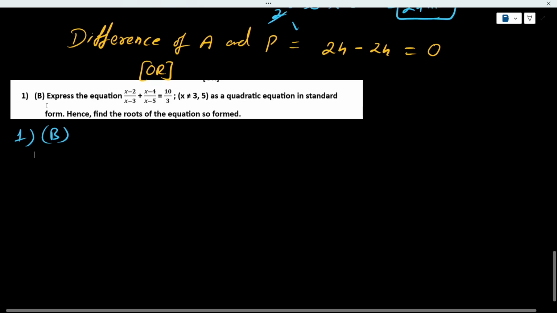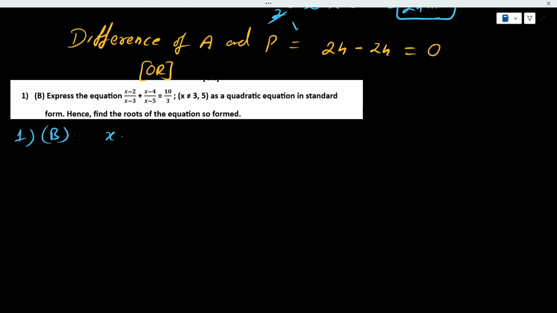So what is the equation given here? It's given (x - 2)/(x - 3) + (x - 4)/(x - 5) = 10/3. Now here if you see, it's given x is not equal to 3 or 5. Why do they give this here?